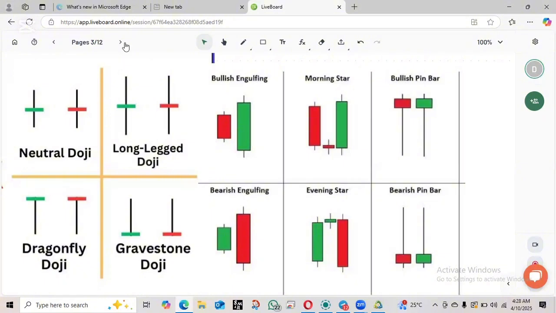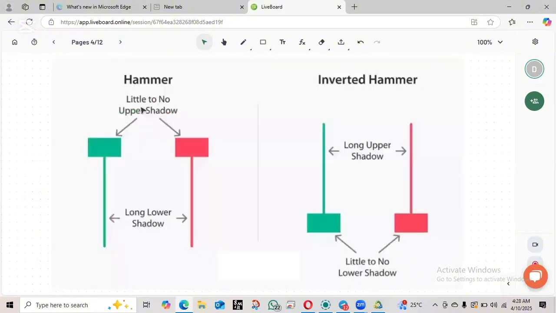So we also have what we call the hammer candlestick pattern. You can see what the hammer candlestick pattern looks like. Long lower wick. We have the inverted hammer with a long upper wick. Okay, small body, small lower body. So these are the candlestick patterns.